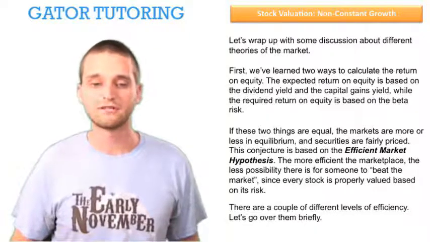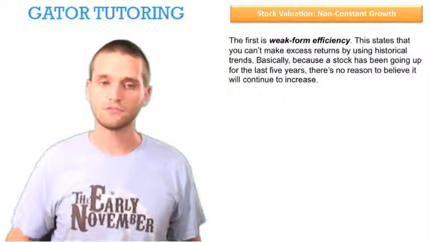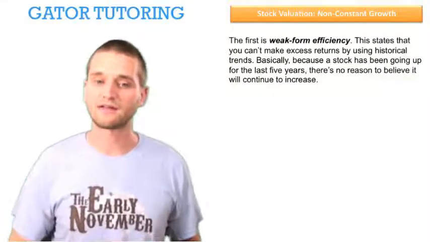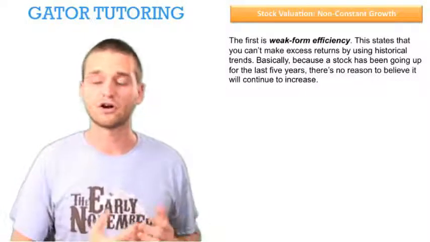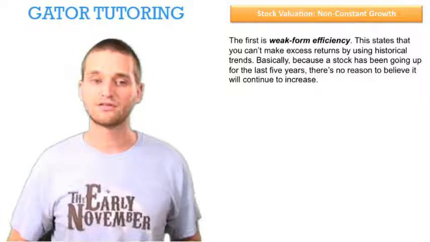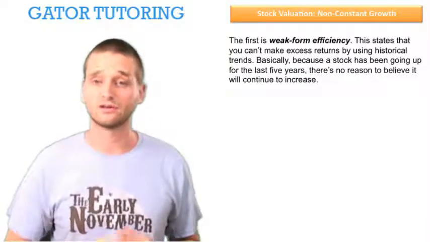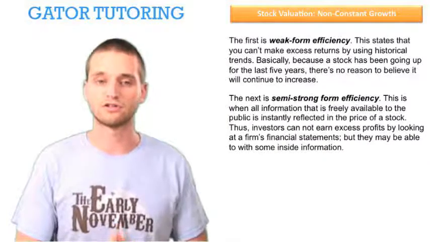Well, there are a couple different levels of efficiency. Let's go over them briefly. The first is weak form efficiency. This states that you can't make excess returns by using historical trends, by using past data, stuff that's already happened. Basically, because a stock has been going up for the last 5 years, there's no reason to believe it will continue to increase. The next is semi-strong form efficiency.